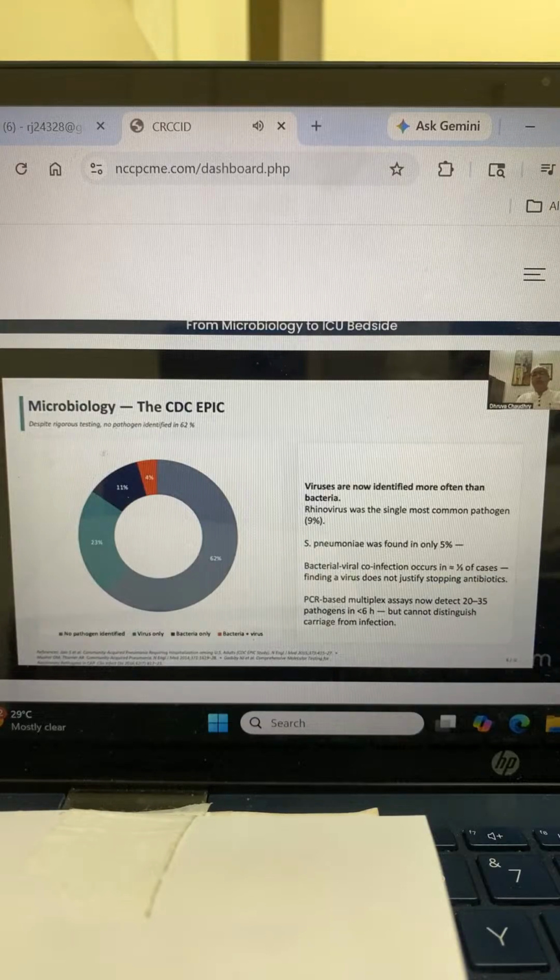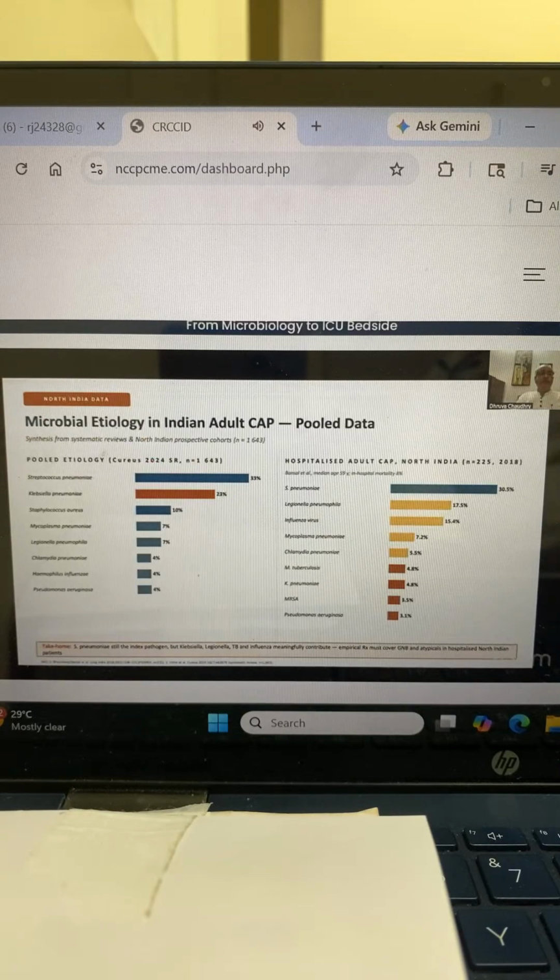And today with the PCR-based multiplex assays, we are able to detect a number of pathogens in less than 6 hours. But what is very important is to differentiate whether they are the carriage of the colonizers or they are the infection and really causing the pneumonia. And now we have started looking at the quantitative patterns in diagnostics, especially with new age PCR assays.